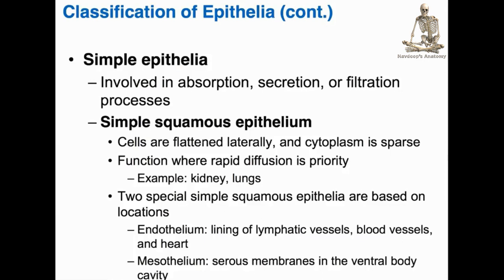And the two special types of simple squamous epithelia are based on the locations. They are the endothelium. As we talked earlier, it is forming the inner lining of the vessels. So we can see that endothelium is mainly found in the lining of the lymphatic vessels, the blood vessels, and the heart. You must have studied all this in your cardiovascular system. And the second, on the basis of the location, is called the mesothelium, which is present in the serous membranes.